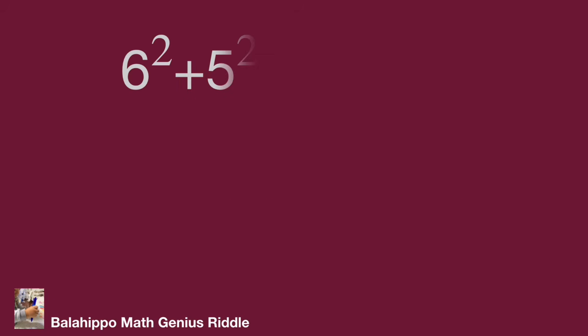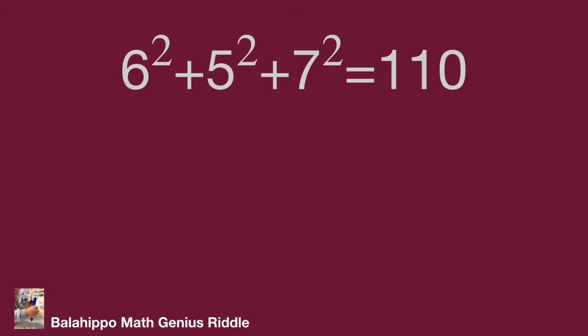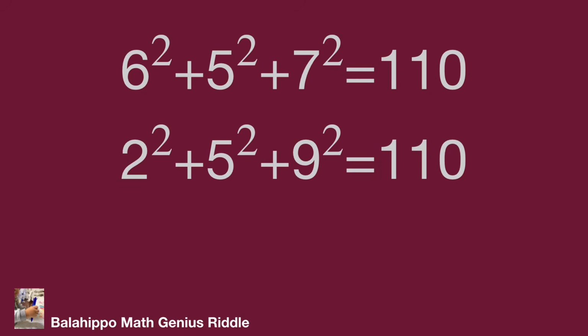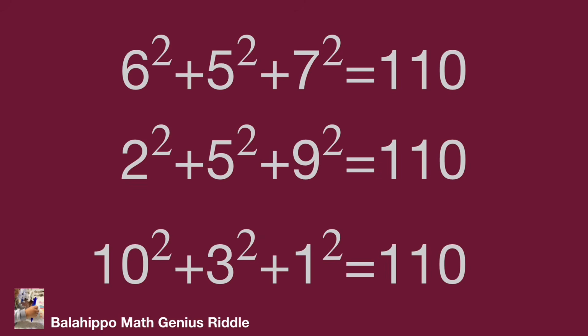It means 6 squared plus 5 squared plus 7 squared equals 36 plus 25 plus 49 equals 110, or 2 squared plus 5 squared plus 9 squared equals 4 plus 25 plus 81 equals 110, and 10 squared plus 3 squared plus 1 squared equals 100 plus 9 plus 1 equals 110.